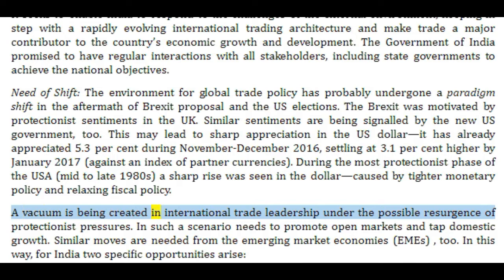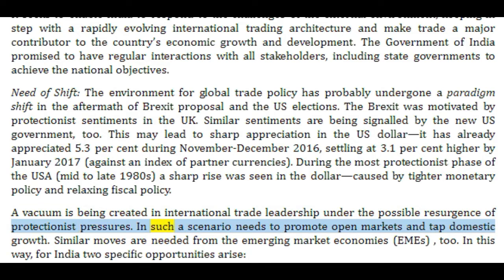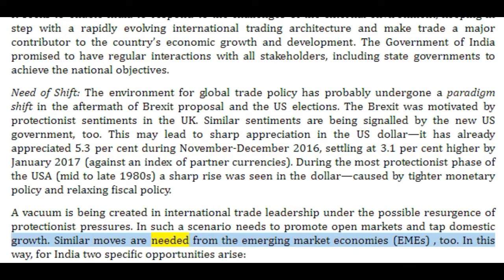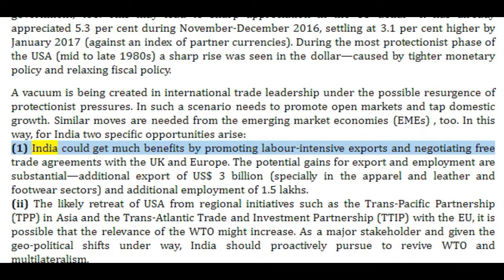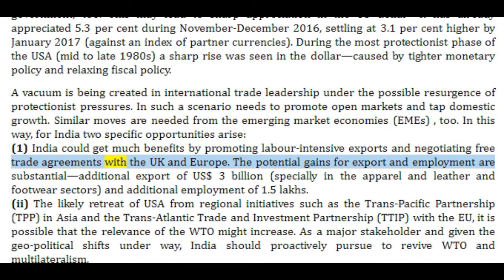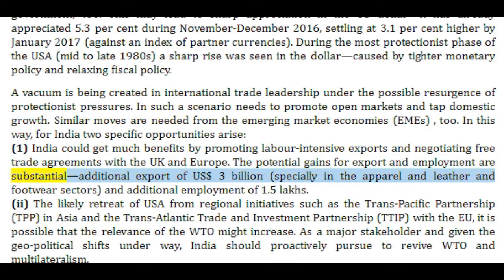A vacuum is being created in international trade leadership under the possible resurgence of protectionist pressures. In such a scenario, India needs to promote open markets and tap domestic growth. Similar moves are needed from the emerging market economies, EMEs, too. In this way, specific opportunities arise for India. 1. India could gain much by promoting labor-intensive exports and negotiating free trade agreements with the UK and Europe. The potential gains for export and employment are substantial: additional export of $3 billion, especially in the apparel and leather and footwear sectors, and additional employment of 1.5 lakhs.